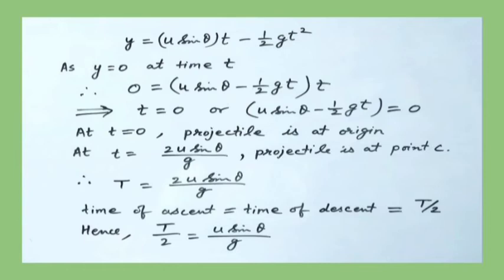The trajectory of the projectile is symmetrical about the midpoint B of the flight. Therefore, time of ascent is equal to time of descent, both equal to T/2. Hence, T/2 = u sin θ/g.